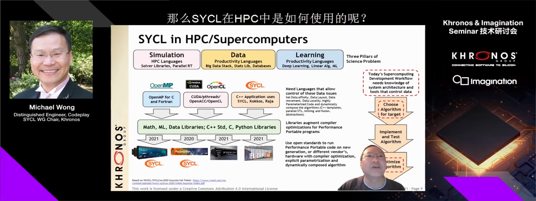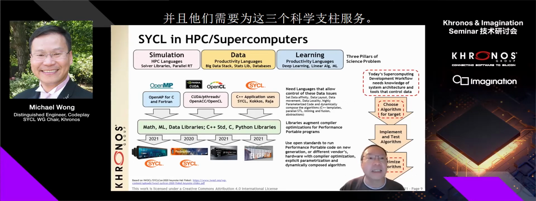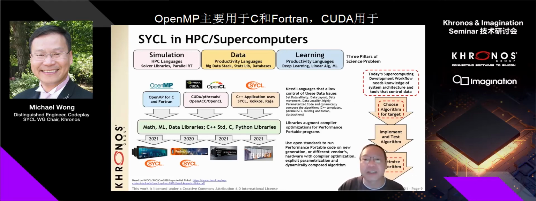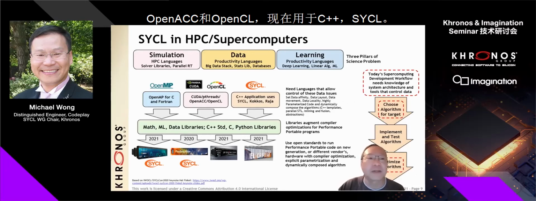So how is SYCL used in HPC? These days, HPC workloads persist for 20 years while hardware can change every 5, often to different vendors. And they need to serve these 3 pillars of science. Traditionally, they have been supported by the top 3 set of languages, OpenMP, mostly for C and Fortran, Max-CUDA, OpenACC, and OpenCL, and now for C++ SYCL.